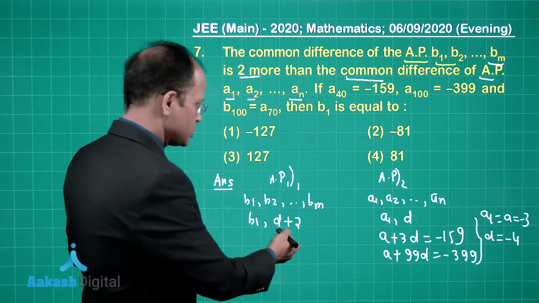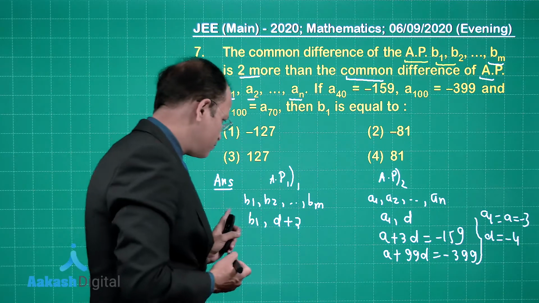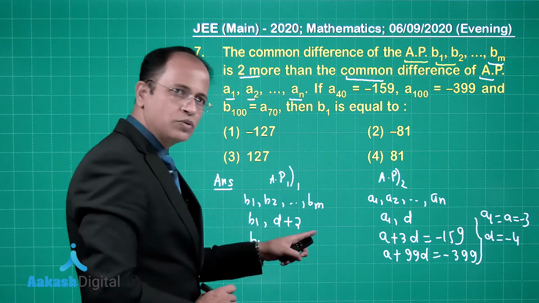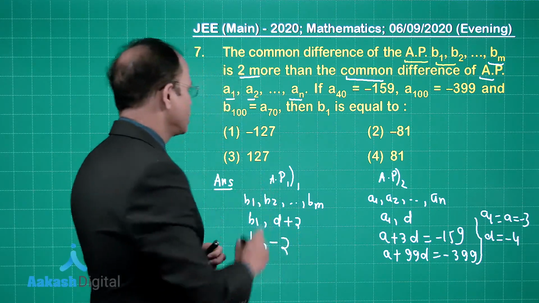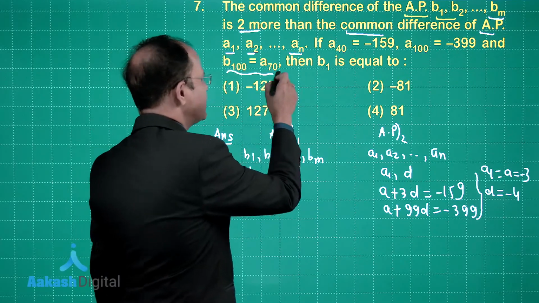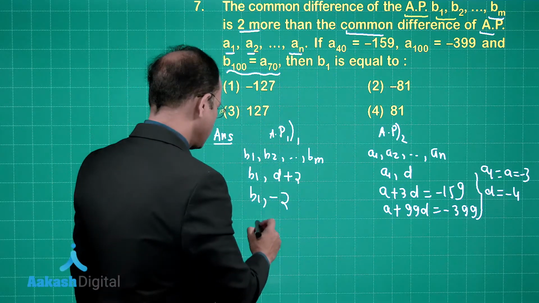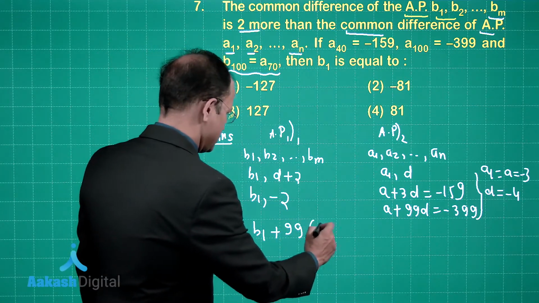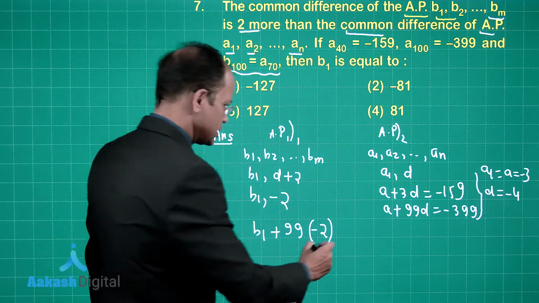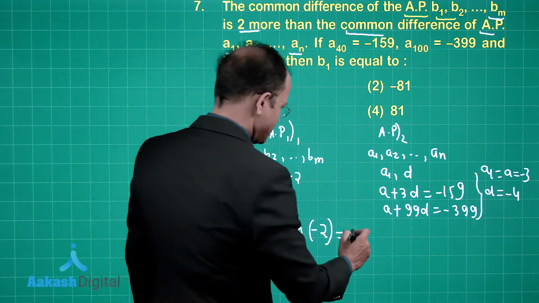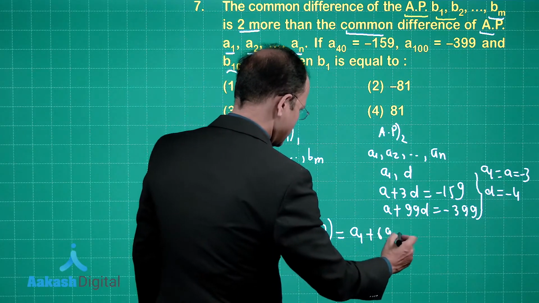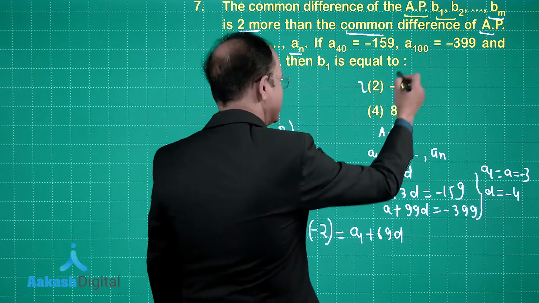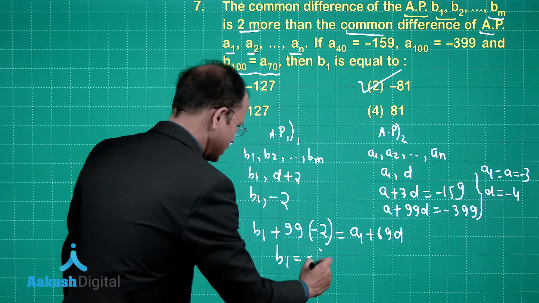Now if you see here, what is the common difference we have in the first case, that is in the case of B1, B2 up to BM, this AP. This is B1 and the common difference is D plus 2, that is minus 4 plus 2, which is minus 2. Now if I talk about B100 and A70, both are equal. That means this is nothing but B1 plus 99 times the common difference, minus 2, is equal to A70, that is A1 plus 69D. So once we solve it, my dear students, what we get? Answer to be minus 81, that is B1 is minus 81 we have.